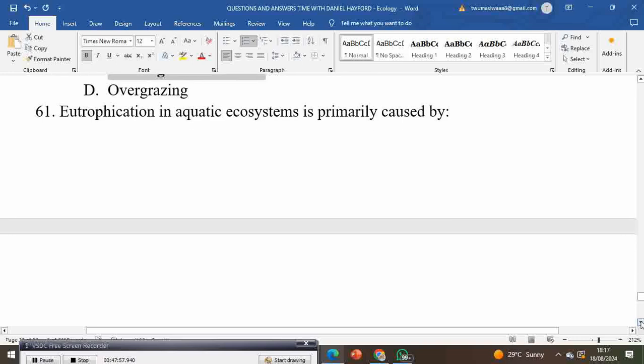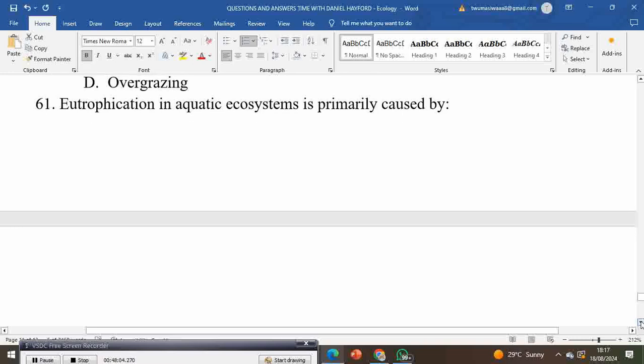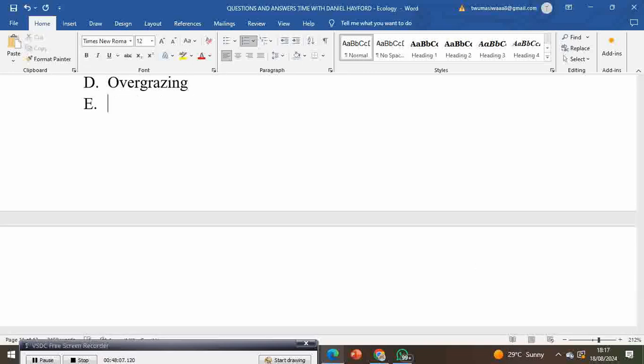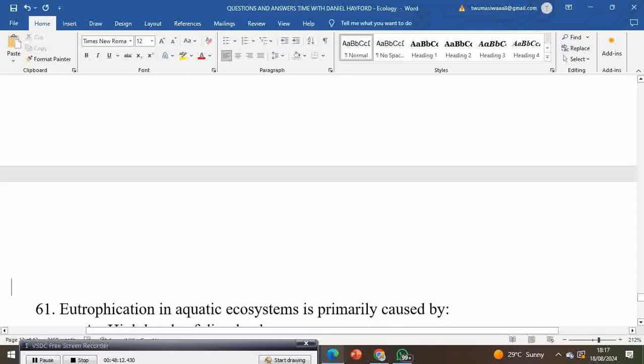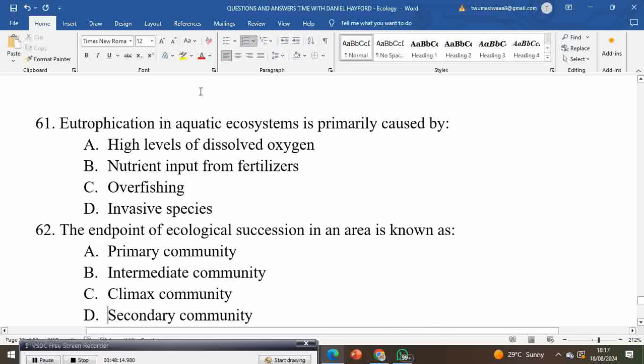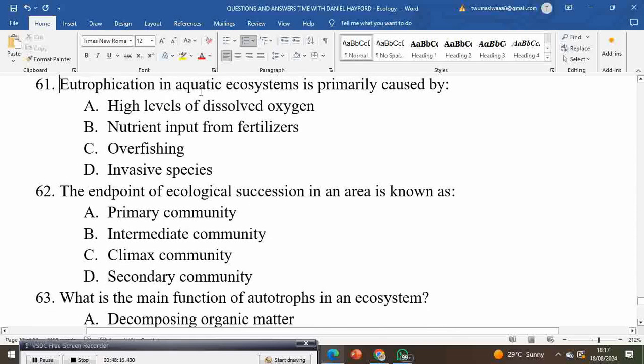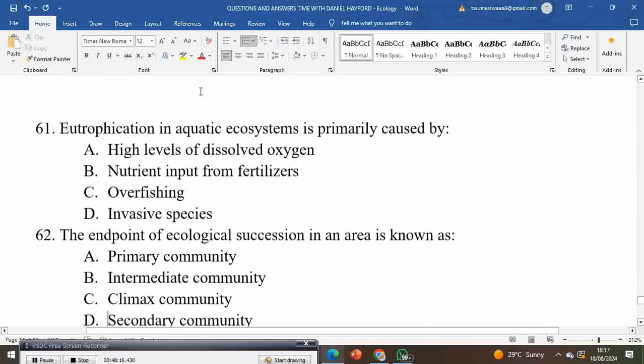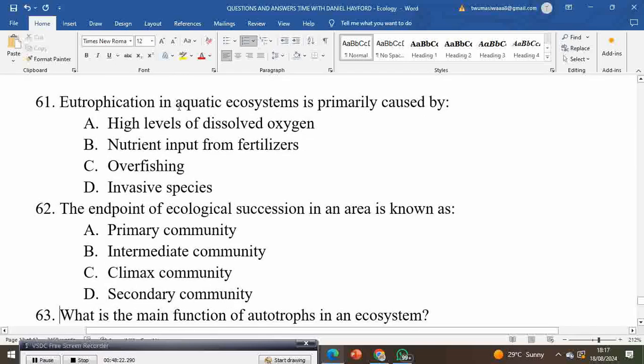Then 61. Eutrophication in aquatic ecosystem is primarily caused by... Let me push this one down so that we can see the question properly. So we can even combine two of them. So eutrophication in aquatic ecosystem is primarily caused by A. High levels of dissolved oxygen. B. Nutrient input from fertilizers. C. Overfishing. And then D. Invasive species. Our best shot is which one? Which one is your answer?